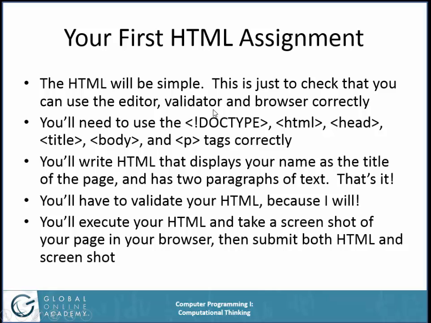Now here's your first HTML assignment. The HTML is going to be very simple. It's just to check that you can use the editor, the validator, and the browser correctly. You're going to need to use the doc type, HTML, head, title, body, and p tags correctly. Just like that example we did a couple of pages ago. So you're going to want to go back and look at that example. It's really close to what you need for the first HTML assignment. But what you're going to do is write HTML that displays your name as the title of the page and has 2 paragraphs of text. That's it. The paragraphs can have anything you want in it.